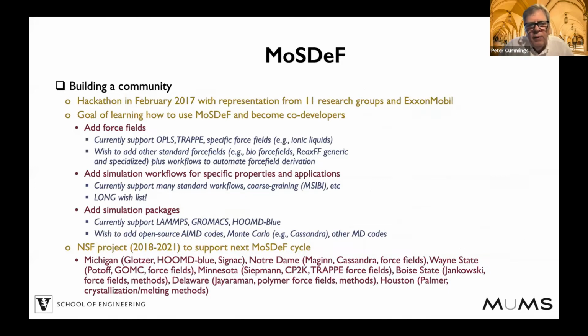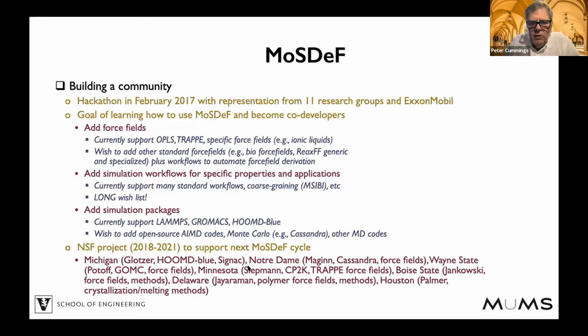It began with a hackathon in 2017 with representatives from 11 research groups and ExxonMobil. We developed a sort of wish list of things we wanted to do with MoSDeF. We wanted to support more force fields. We wanted to have workflows for all sorts of applications and specific properties, such as coarse graining and so on. We wanted to add more simulation codes beyond LAMMPS, GROMACS, and HOOMD-blue, which is what we were using in our own research group. So we got an NSF grant to support this next round of development of MoSDeF.